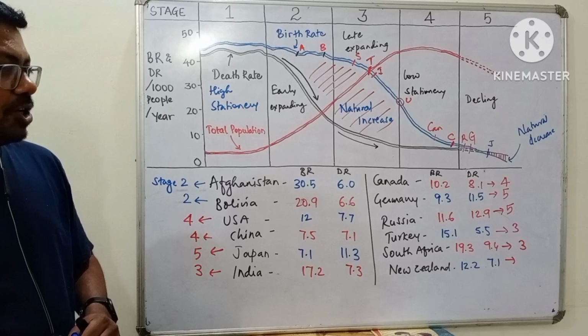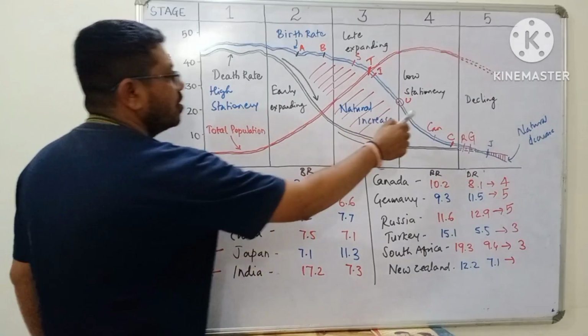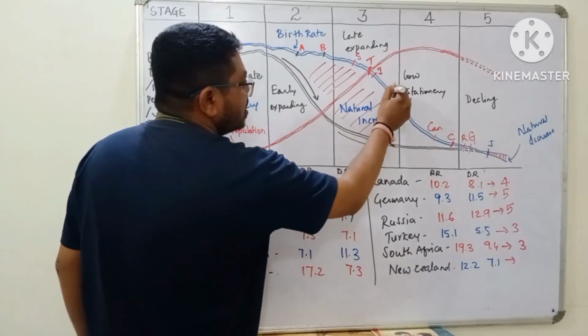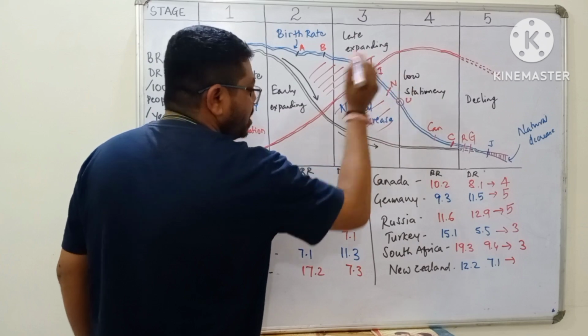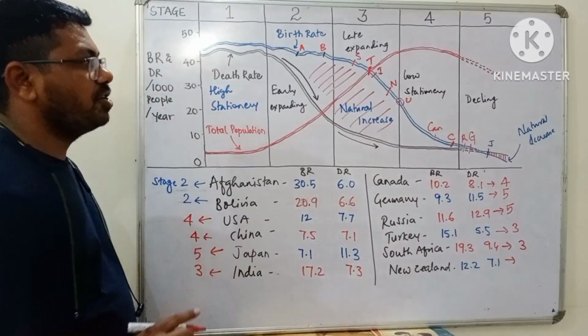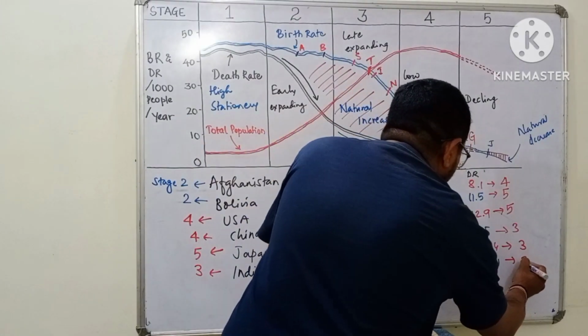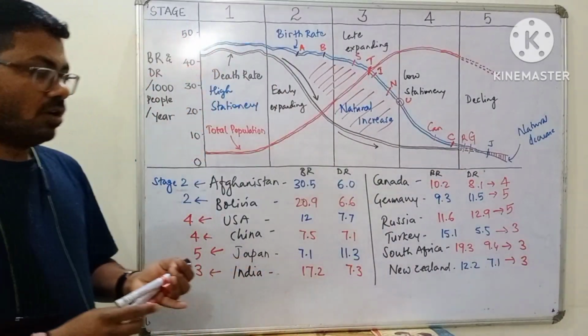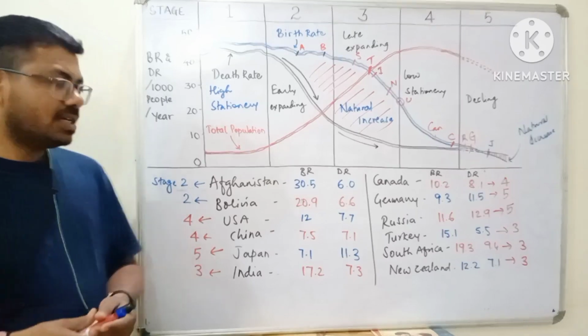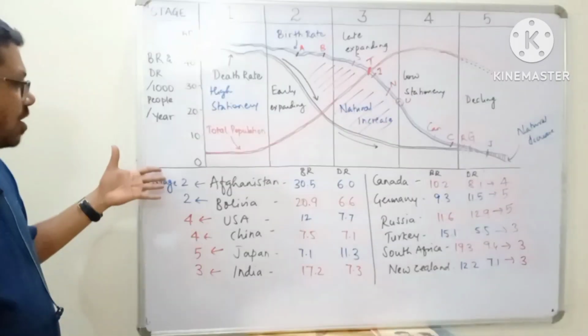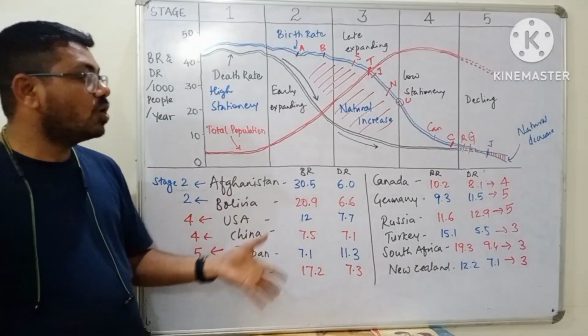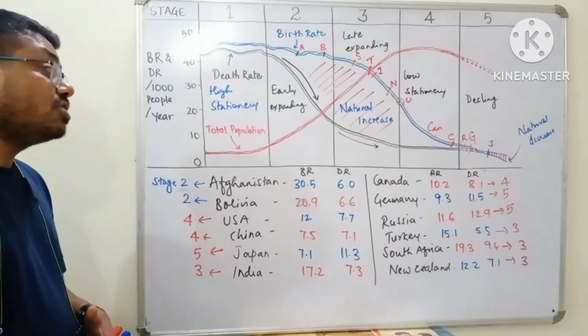And New Zealand 12.2, 7.1 means it is following USA. New Zealand is somewhere in stage 3 and will enter into stage 4 in a shorter time. So it is almost following USA. So see, this is interesting, right? With the help of this, we can ask which countries need to think.